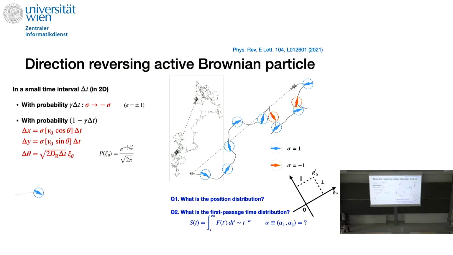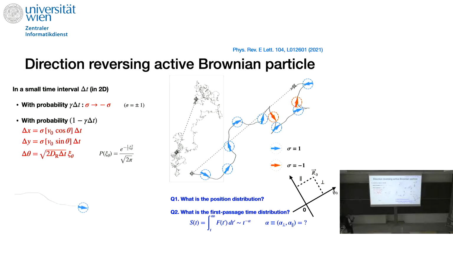So now if you want a minimal model for this kind of motion, this is what we call a direction reversing active Brownian particle. Now you have another variable, this dichotomous noise, sigma, which alternates between sigma and minus sigma, basically between plus minus 1 at a rate gamma. So your discrete time dynamics in 2D will be that, with probability gamma delta t, the sigma goes to minus sigma, and with the rest of the probability, 1 minus gamma delta t, it undergoes this rotational Brownian, this active Brownian motion.